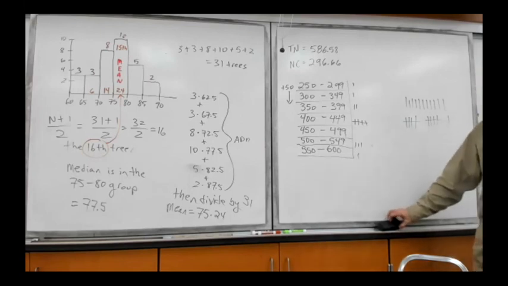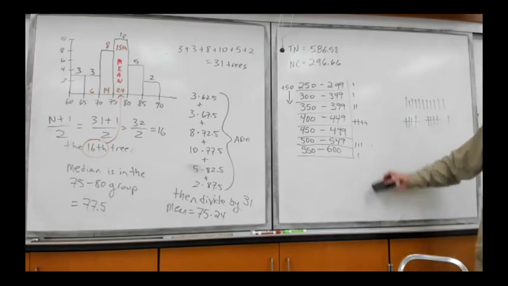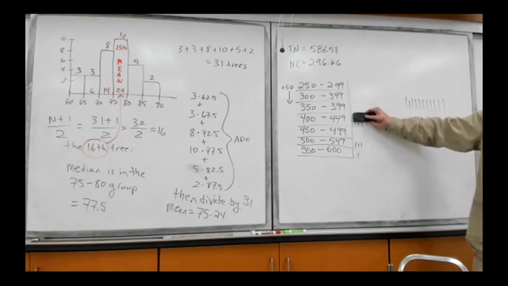Okay, so your goal now is to go through that list and make tally marks where the numbers occur in each of these intervals.